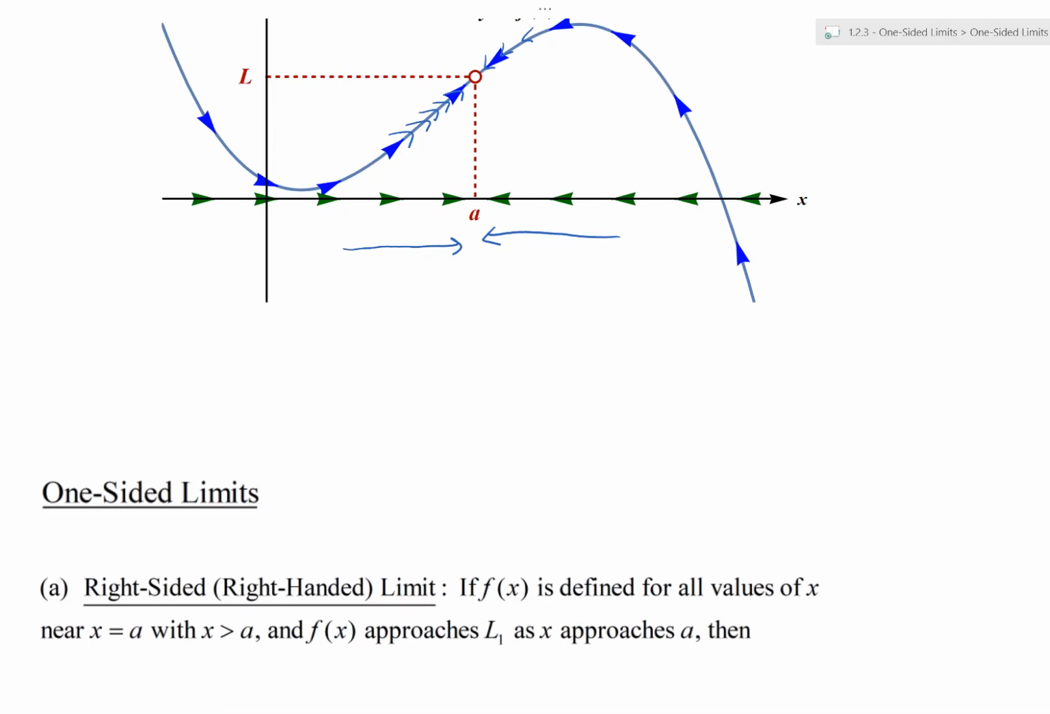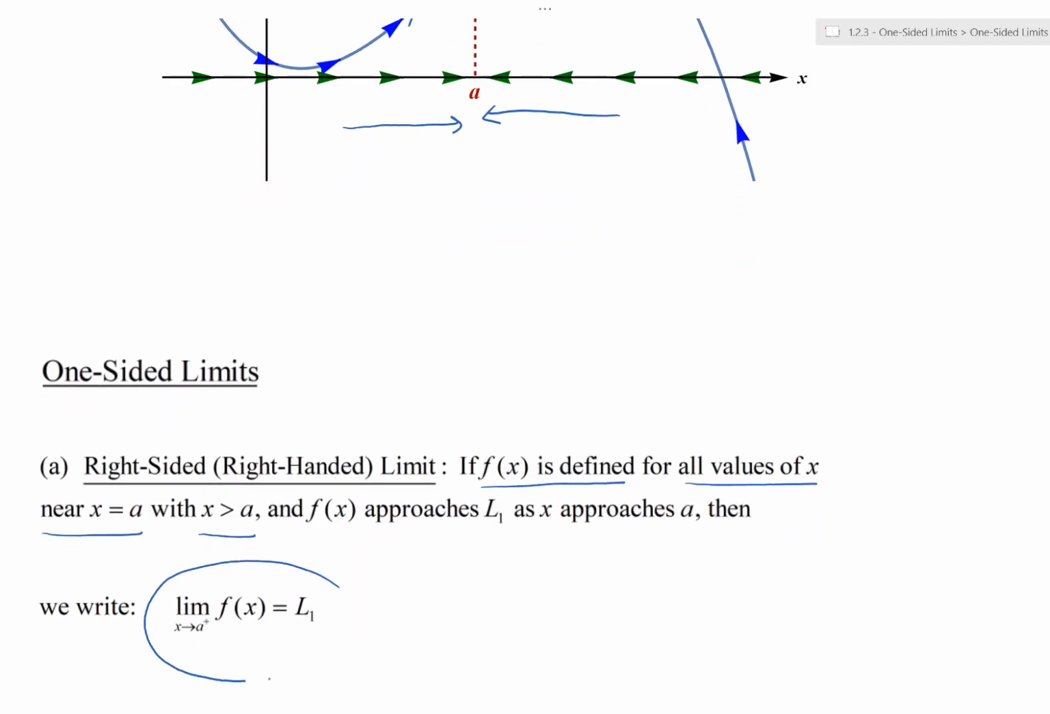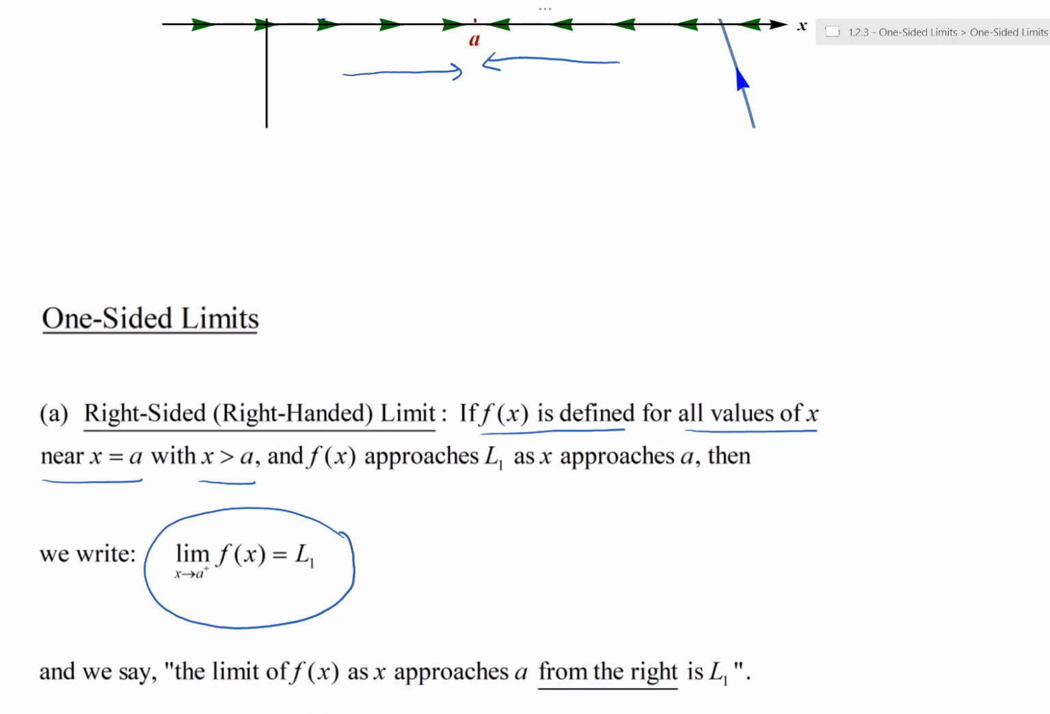First, a right-sided limit, sometimes called a right-handed limit. Suppose a function f of x is defined for all values of x near a, but this time only for values of x that are bigger than a, so to the right of a. And the function f of x approaches some number, let's call it L1, as x approaches a from the right to the left. Then we write this statement: limit as x goes to a from the right of f of x is equal to L1. That's what's said right down here.